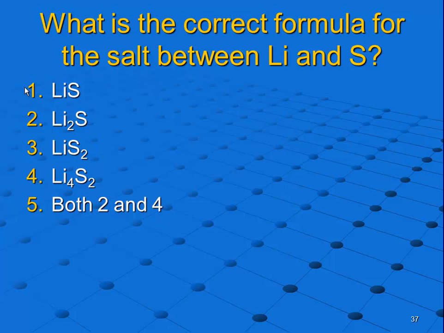Now, the question could be asked, what about choice 4? Li4S2. When we form these salts, we actually always use the lowest ratio possible. So if you take Li4S2, divide the 4 and the 2 by 2, you get Li2S1. So we always take the simplest ratio, and that means you have to divide by the smallest number and see if you can make it another whole number.